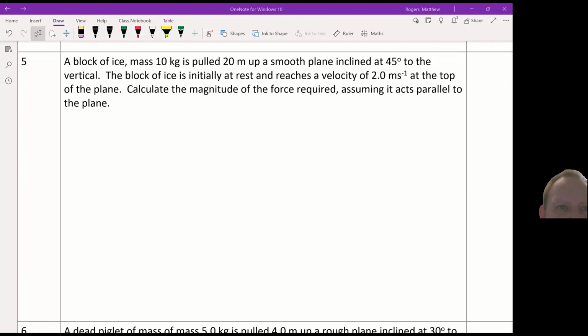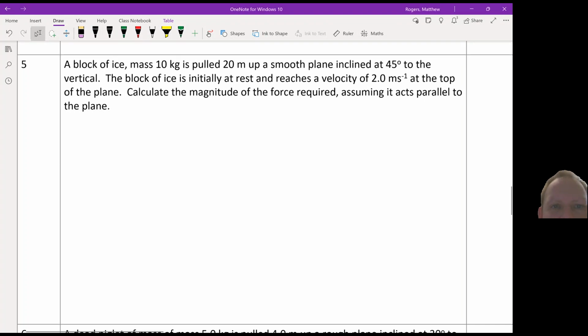Question 5 says a block of ice, mass 10 kilograms, is pulled 20 meters up a smooth plane inclined at 45 degrees to the vertical. The block of ice is initially at rest and reaches a velocity of 2 meters per second at the top of the plane. Calculate the magnitude of the force required, assuming it acts parallel to the plane.